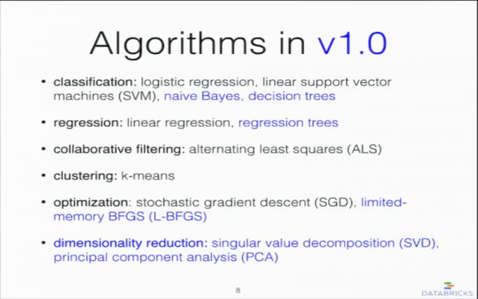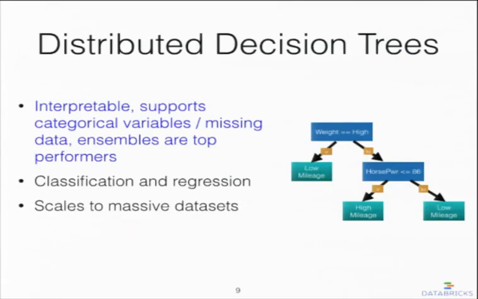And I'd like to point out one of them in particular, which is decision trees. When we started talking about MLlib, even last fall, the thing that we kept getting asked about was decision trees and ensembles of decision trees. These are very popular in practice. They're interpretable. They support categorical variables and missing data. And as you probably know, ensembles of these, random forests or boosting, are top performers in practice. They're also very robust and easy to use. So people really wanted these.